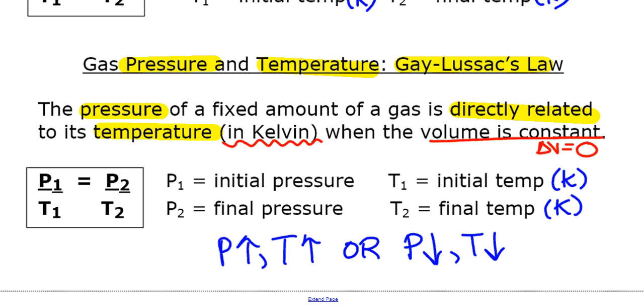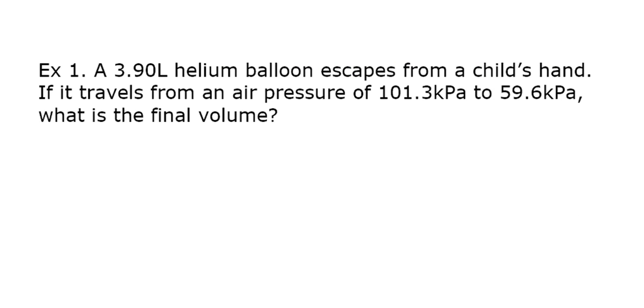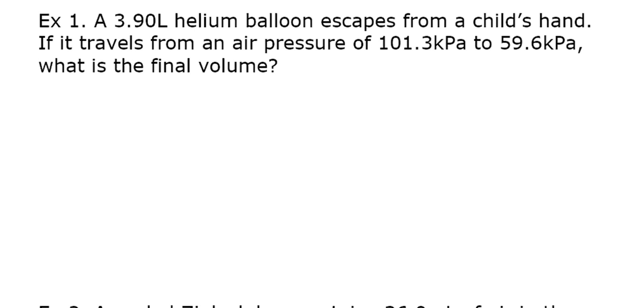So now that we've gone through each of the gas laws, let's try out some problems. Have your calculator handy if you don't already, and we'll try out this problem together. We have a 3.9 liter helium balloon that escapes from a child's hand. It travels from an air pressure of 101.3 kilopascals to 59.6 kilopascals. What is its final volume?